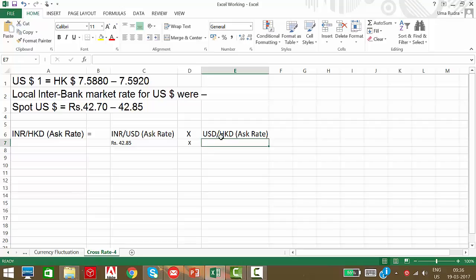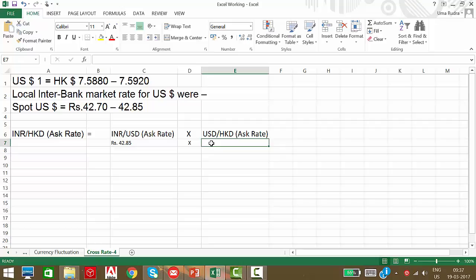US dollar per Hong Kong dollar. I have 1 US dollar equals how much Hong Kong dollar? But I need 1 Hong Kong dollar equals how many USD? So this is the reverse of what is given. So I have to get the USD per HKD ask rate.